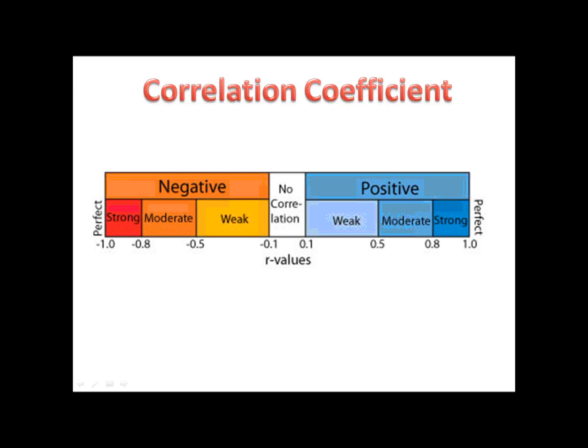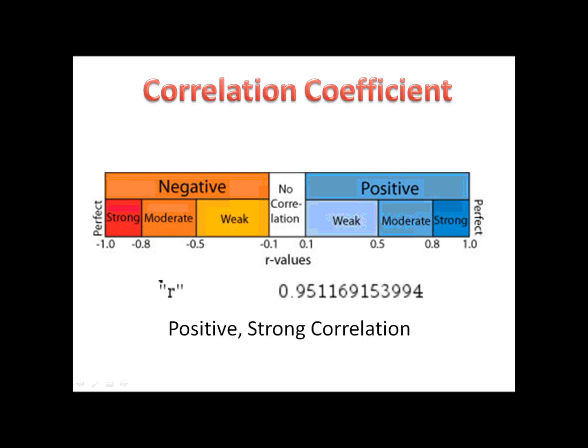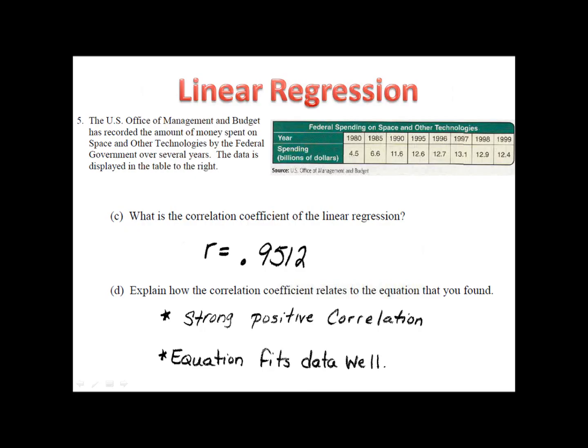In our case, our R value was 0.95. 0.95 is on the right in the strong box. Therefore, it looks like I have positive, strong correlation. So my correlation coefficient has been recorded on the example, and I've explained that the correlation coefficient shows a very strong, positive correlation. It fits the data well.